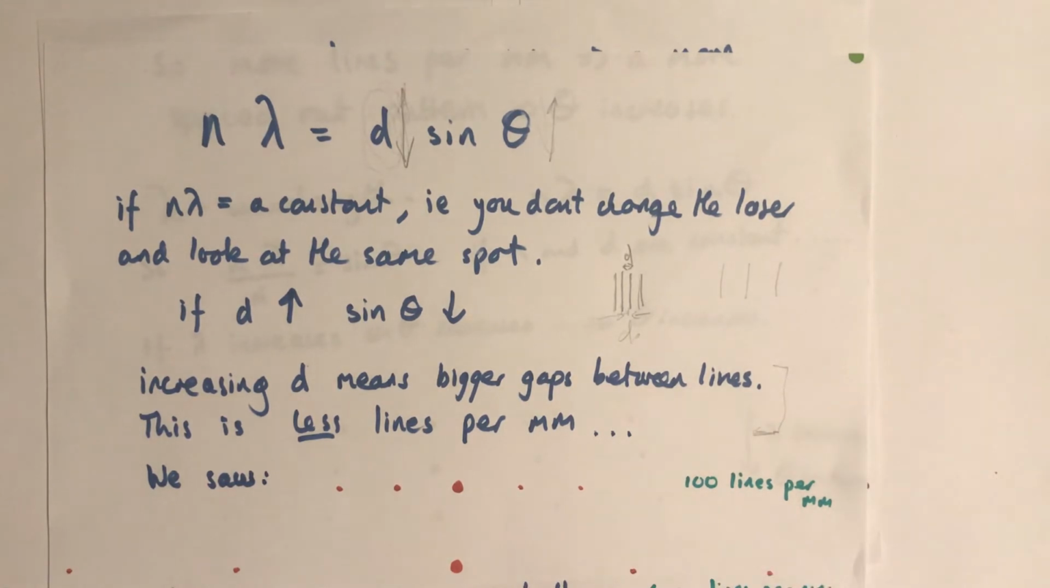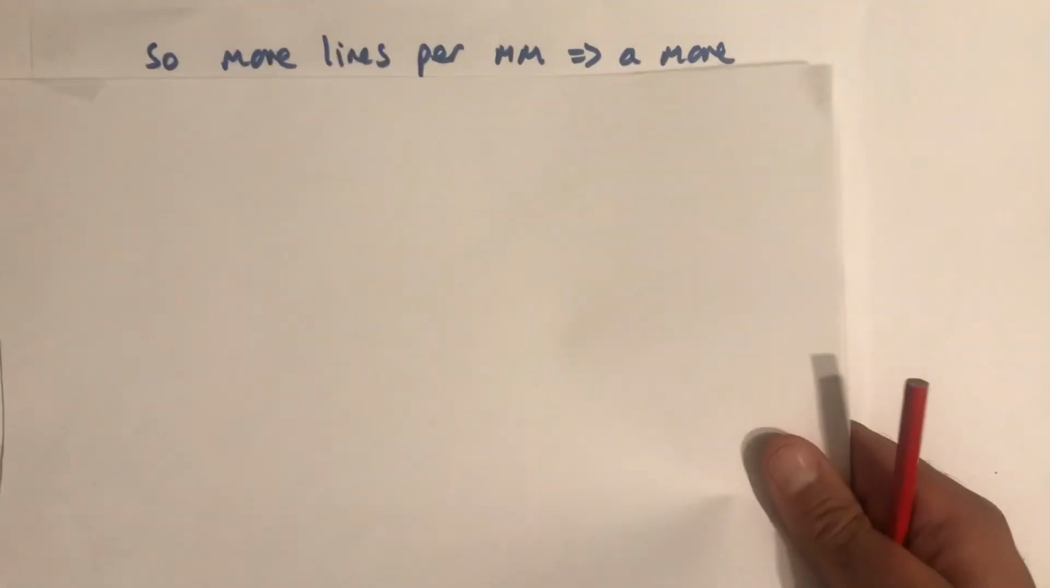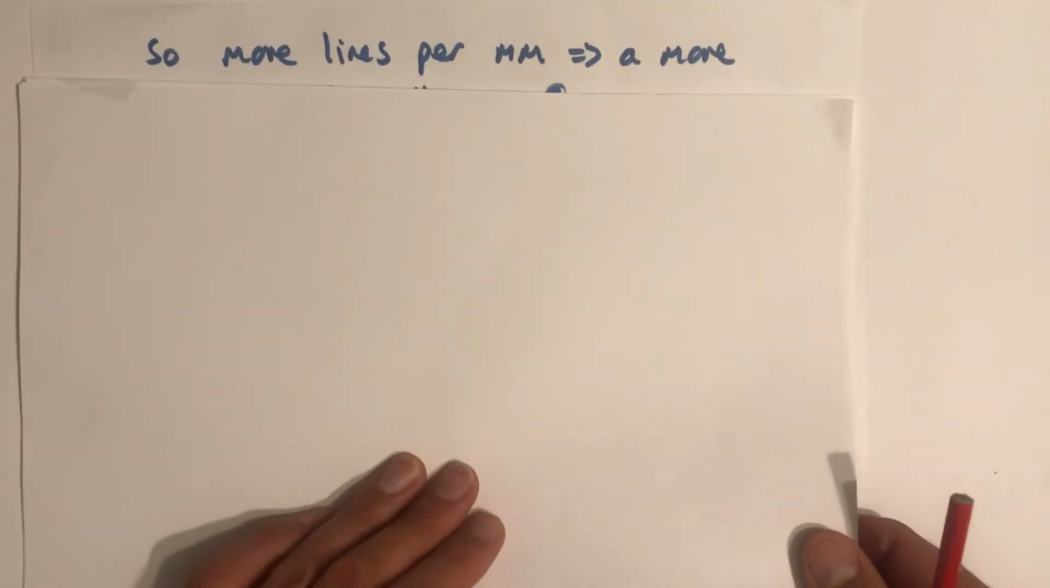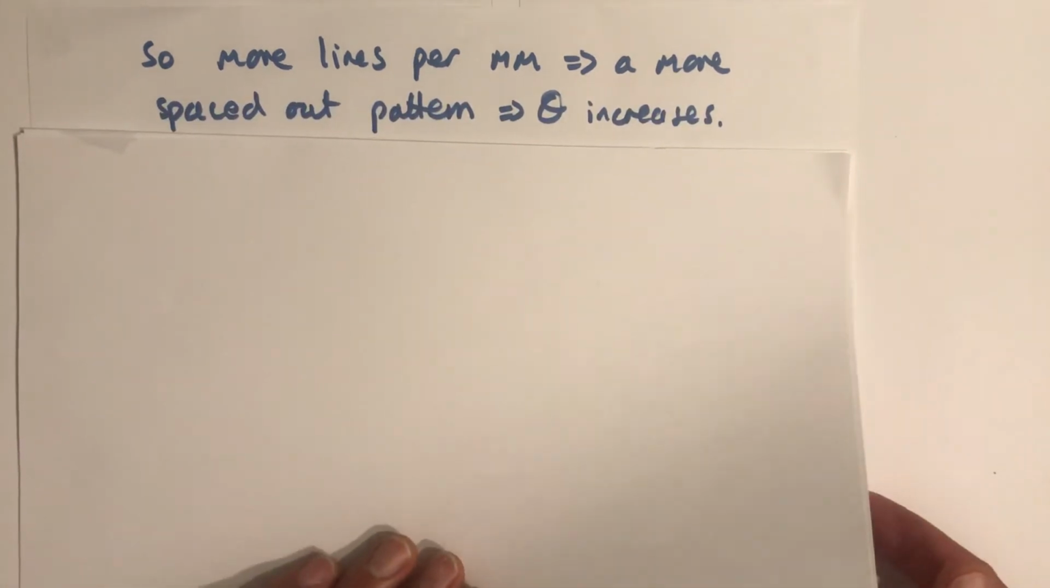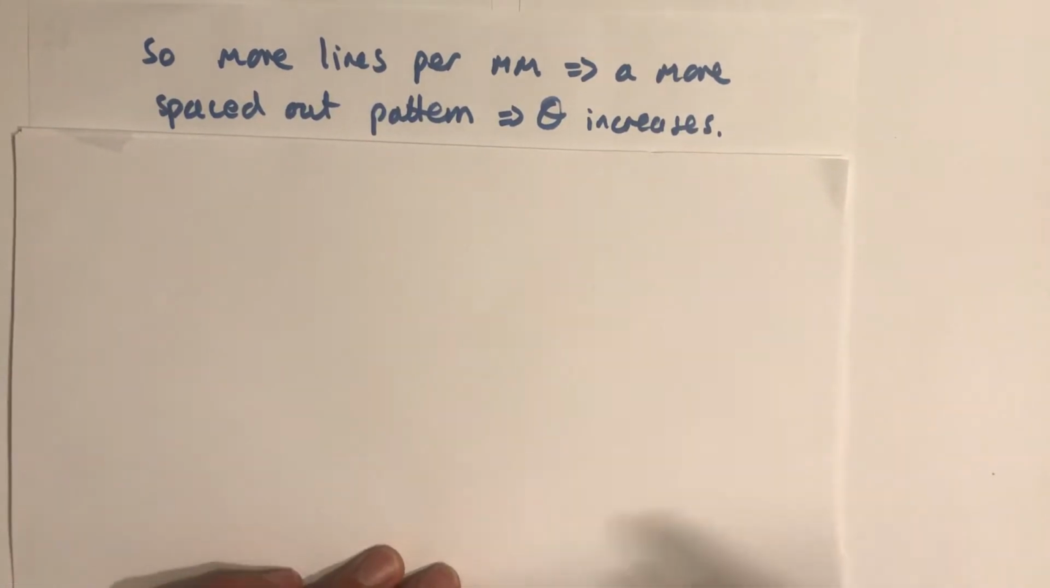Okay, and for more lines in a millimetre, your d needs to get smaller. Okay, what's the next bit? Now, so more lines per millimetre gets to a more spaced out pattern, i.e. theta increases.